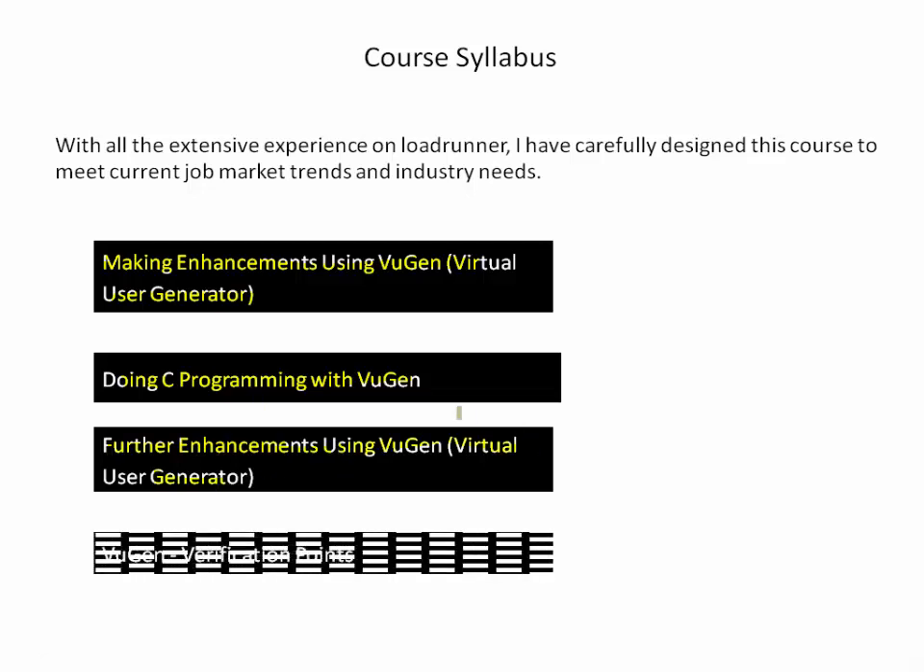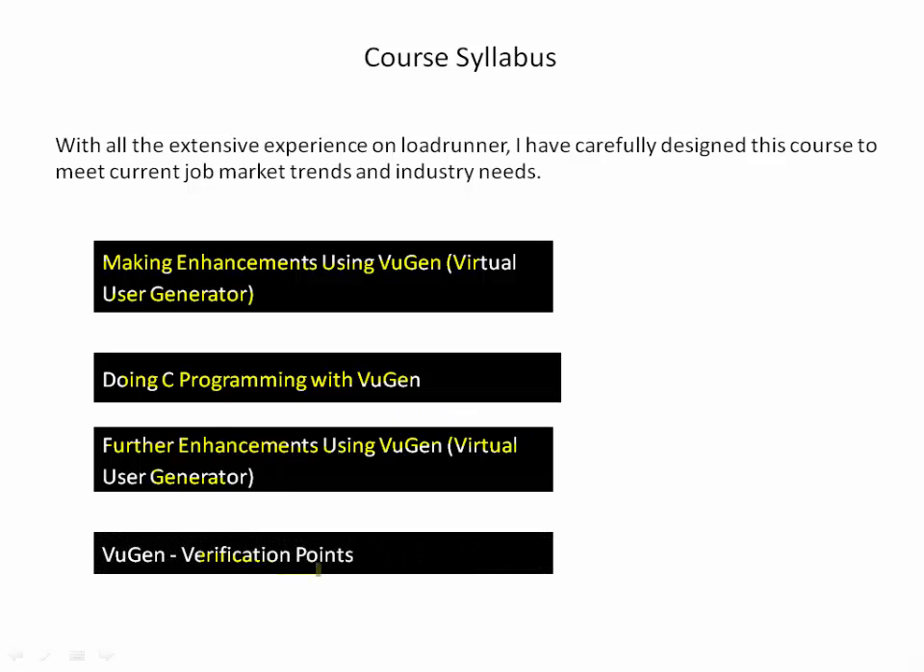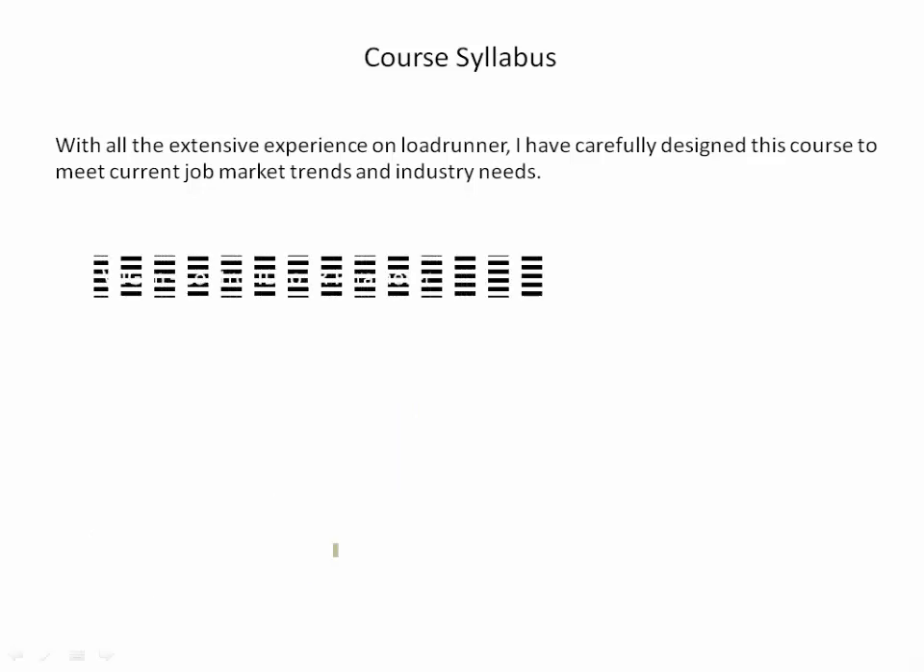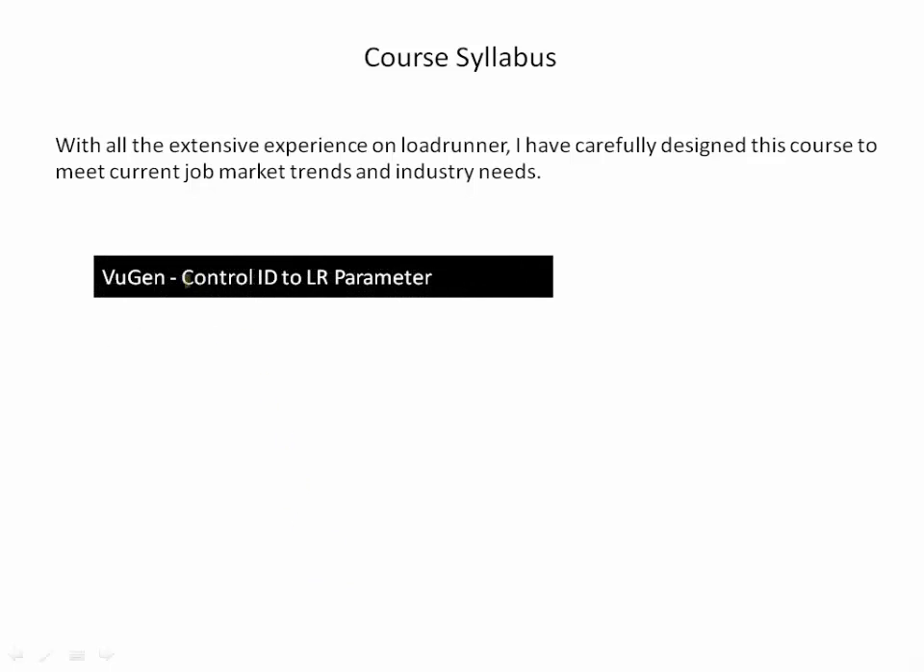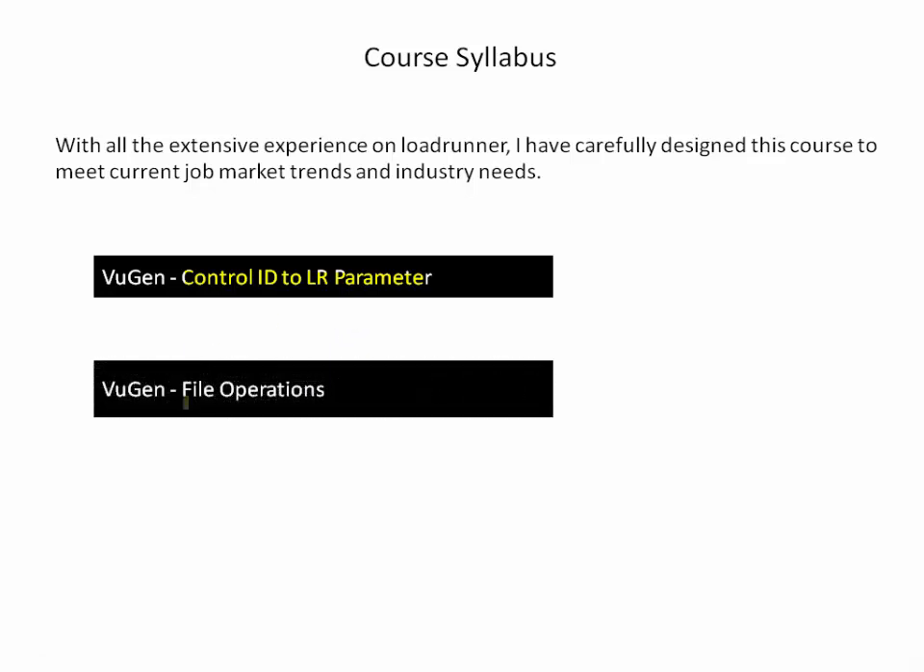Then we'll talk about the verification points, which is a part of advanced enhancements itself. Then this is very important, control ID to the LR parameters. Almost in every single script, any enhancement starts with this. So how to convert a control ID to the LR parameter. Then file operations, very, very important over here.